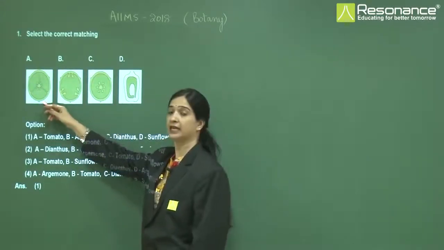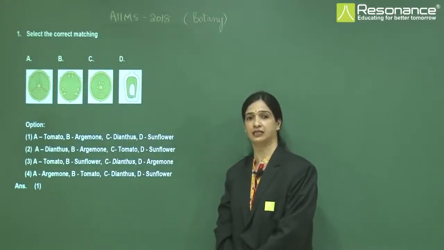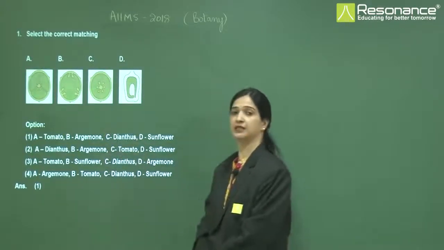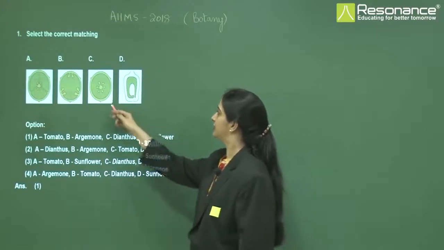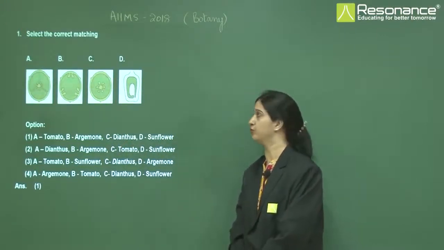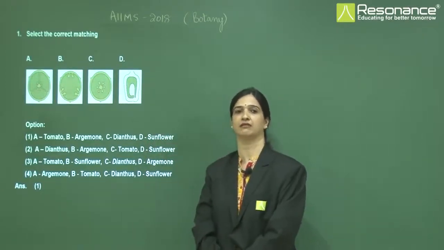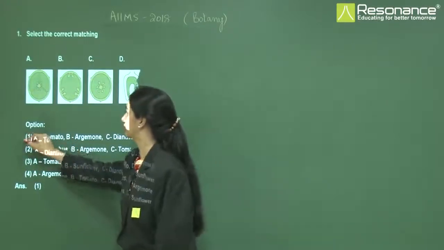This is representing the axile placentation, which is commonly found in Solanaceae members like tomato. B is representing the parietal placentation whose examples are argemone and mustard. C is representing free central placentation, which is generally found in dianthus and primrose. And D is representing the basal placentation, which is found in sunflower and marigold. So here the correct answer is first.